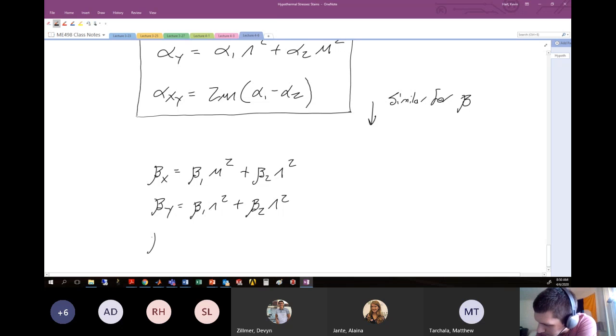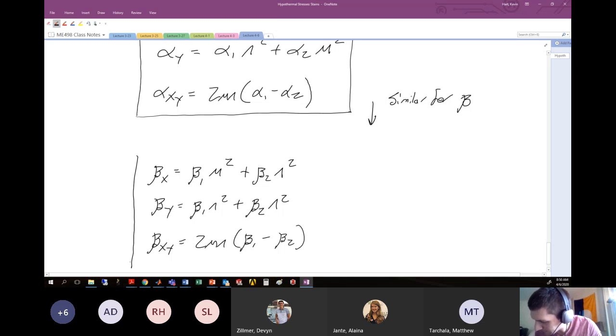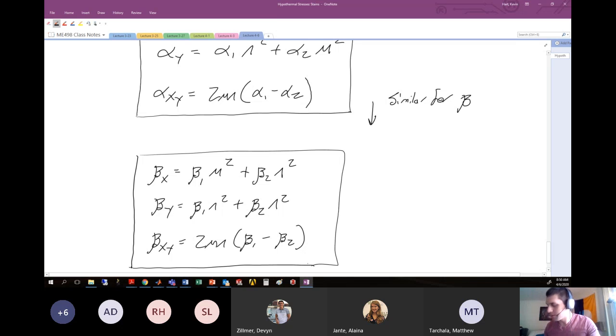And finally, beta xy is 2mn times beta 1 minus beta 2. All right, so these are your hygro expansion coefficients, where m is cosine theta, n is sine theta.